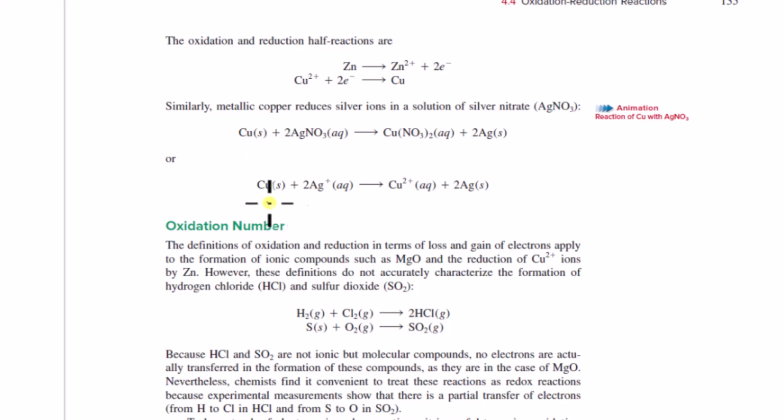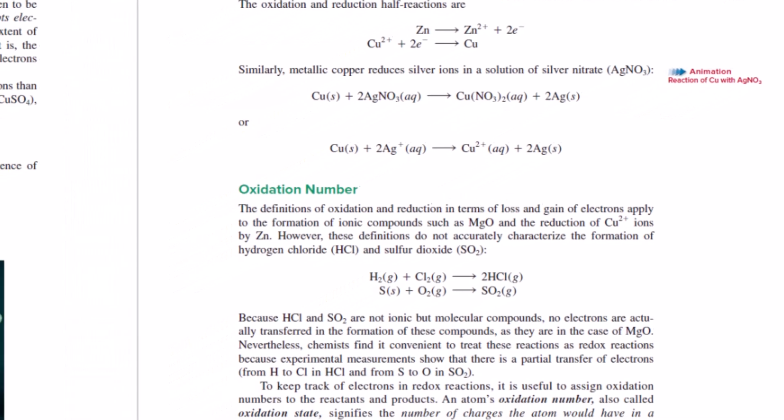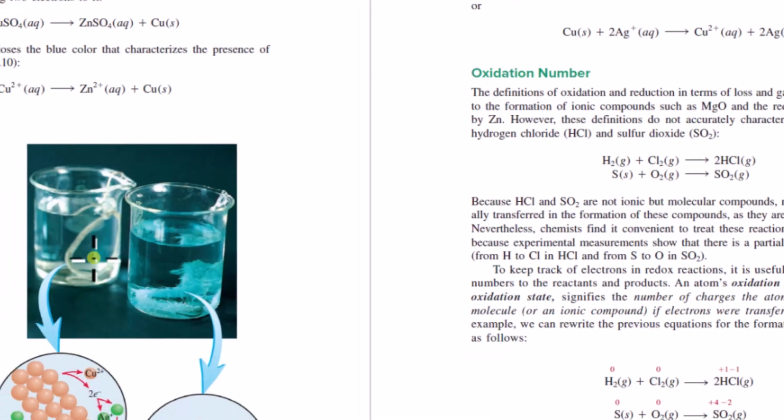And here's the net ionic equation. It's the solid copper interacting with the dissolved silver ions, and when silver crashes into the copper surface, it's similar to what we just saw. You have two electrons transferred from the copper to 2 silver cations to create 2 units of solid silver, right? So if we come here, here's a visual picture of this.